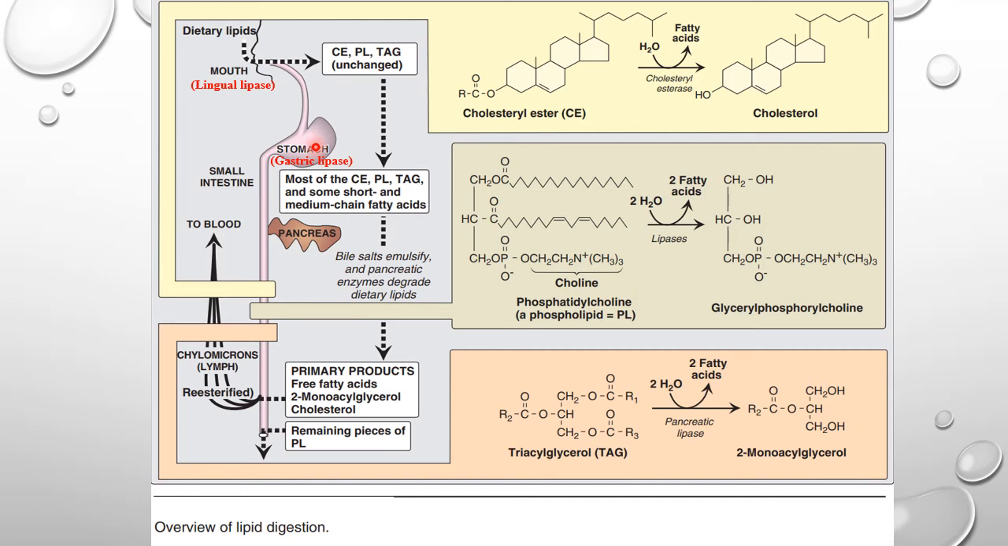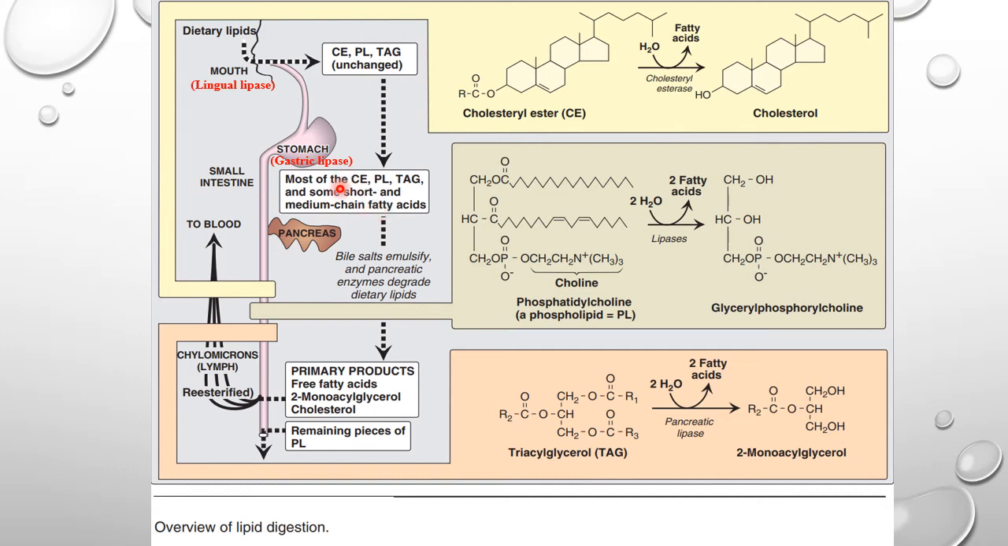In the stomach as such, there is no digestion of fats, but there is gastric lipase which can again work on short and medium chain fats. So the mixture that we get after digestion of dietary lipids in the stomach is composed of cholesterol esters, phospholipids, triacylglycerols, and some short and medium chain fatty acids.